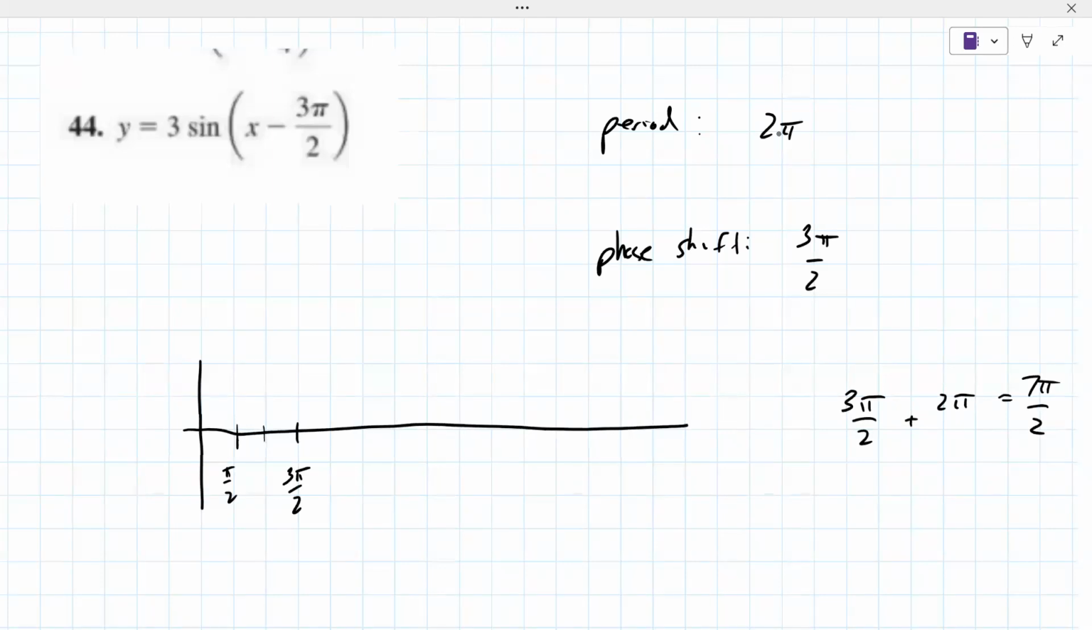So this is 2 pi over 2, 3 pi over 2, 4 pi over 2, 5 pi over 2, 6 pi over 2, 7 pi over 2. And so you always go out the phase shift and then increment the period.